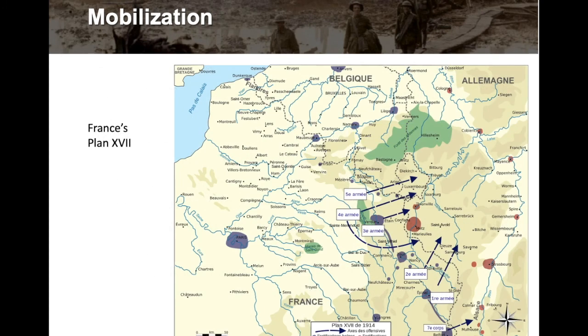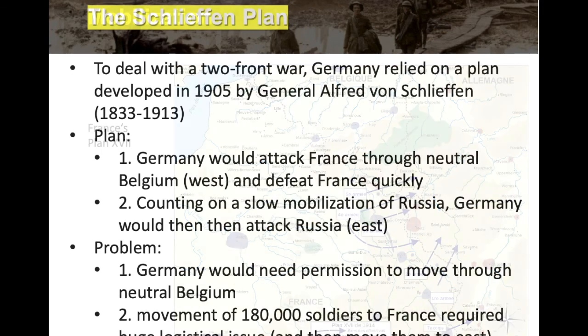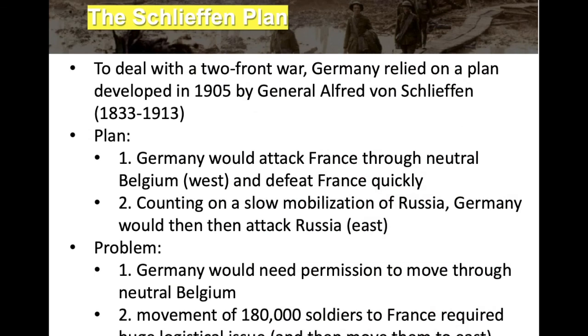Okay, so here is France's Plan 17. And you can see, I got my cursor up there again. This is France, up here's Belgium, here's France, and here's Germany. And Plan 17 is these army groups right here are going to attack into Germany. Okay, that's Plan 17. Here's Alsace. Remember I had mentioned about Alsace-Lorraine? Here's Alsace. This is Luxembourg. This is Belgium. So that's France's Plan 17. And they didn't take into account how many casualties there were going to be because there would be great casualties. Okay, so that's Plan 17 for France.